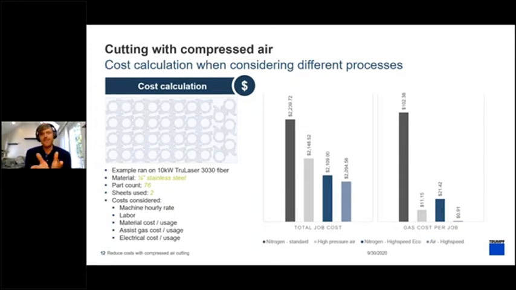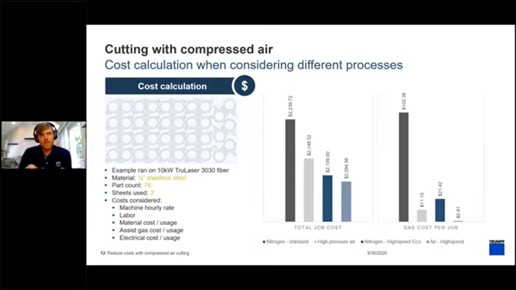Nevertheless, when we consider the cost of the process, we consider how much time it takes to cut the part, and then the amount of gas that's being used. The time and the gas consumption are going to be the variables that affect these costs that you see here. So again, we're cutting the 1/4-inch stainless steel with compressed air, and we're cutting it with nitrogen, just with different processes. Standard nozzles, NAAA, or Highspeed or Highspeed Eco.